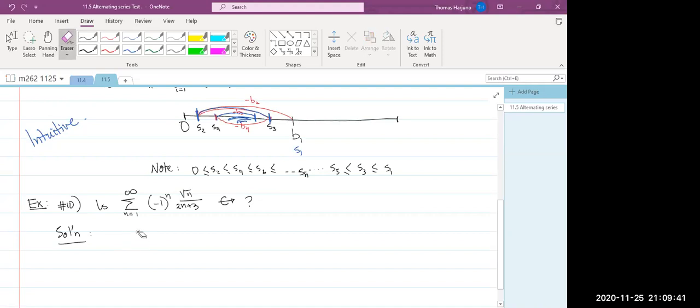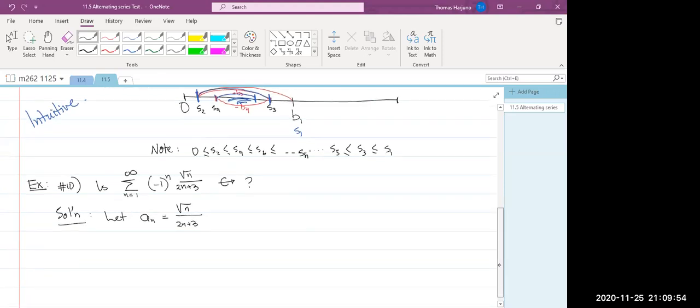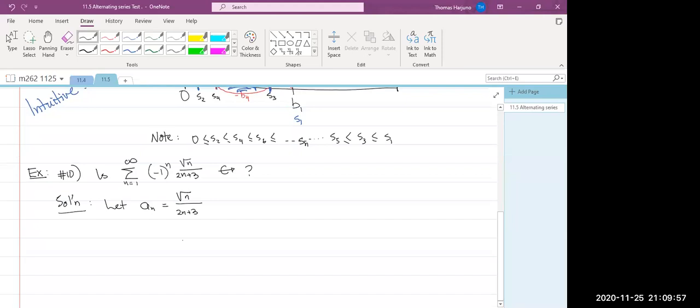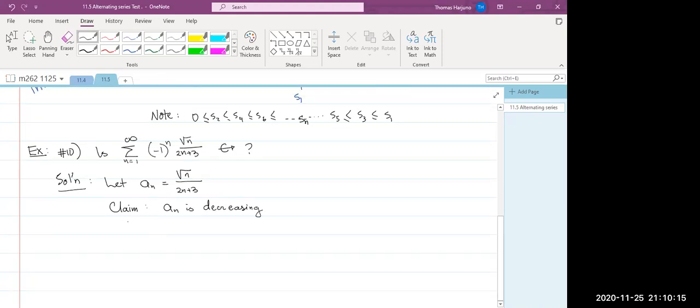Maybe I write it this way. Let a sub n be the non-negative term. So I separate the alternating part. Now I want to claim that a sub n is decreasing. Proof. So you claim that first and then you prove it.